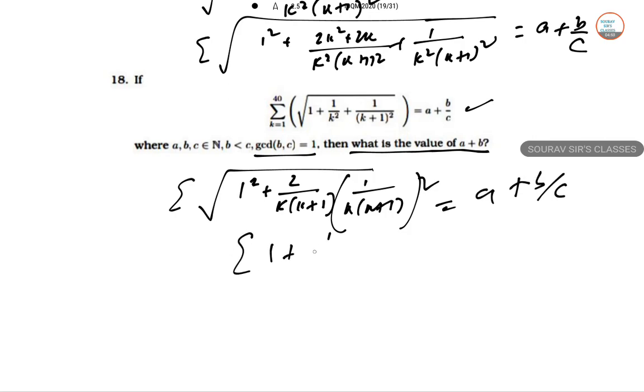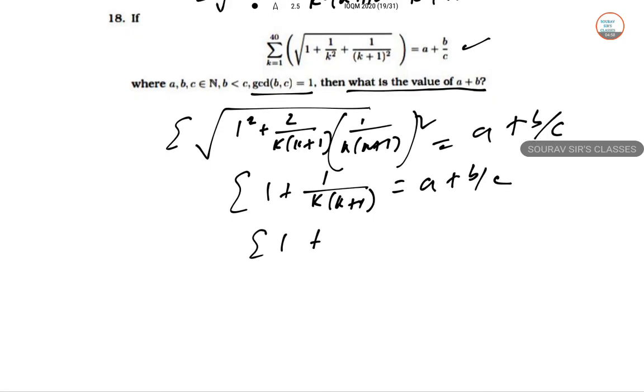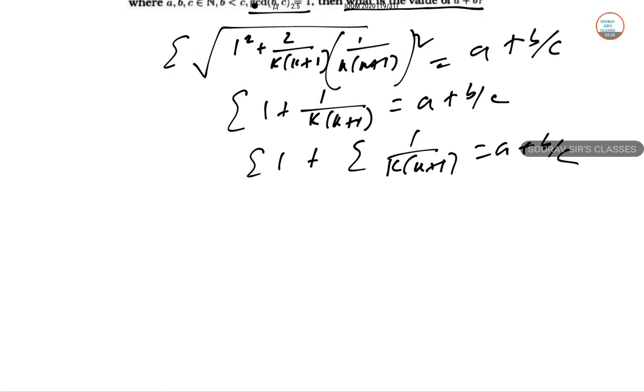So obviously the summation of 1 by k plus 1. So this we can split into two parts, summation of 1, and summation of 1 by k into k plus 1. This is 40. This is summation, so we can split it into these two parts. This is very important.